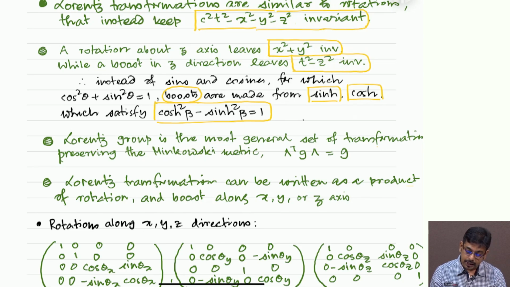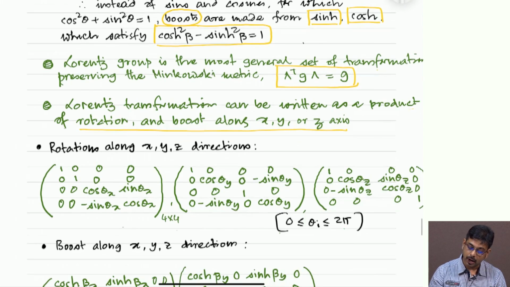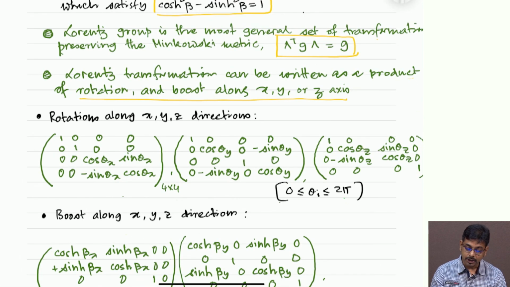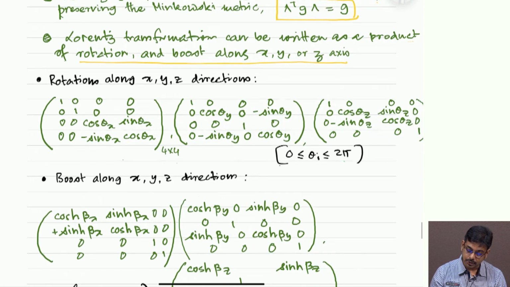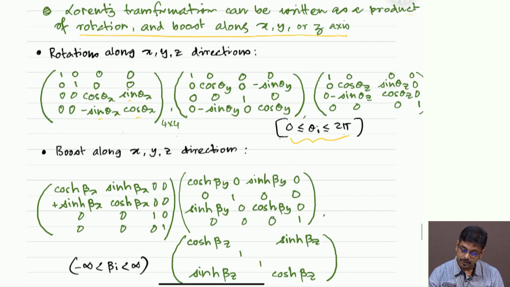In general, we can also say that the Lorentz group is the most general set of transformations which preserves the Minkowski metric, that is lambda transpose g lambda is equal to g. And we can show that the Lorentz transformation can be written as a product of rotation and boost along x, y or z axis. So, how do you write the rotations along x, y, z axis? This is something that you should go back and check. Along x, this will be cos theta x, sin theta x, cos theta x. For y direction, similarly it will be cos theta y, sin theta y, minus sin theta y, cos theta y, and similarly for the z direction, where theta i varies between 0 to 2 pi.